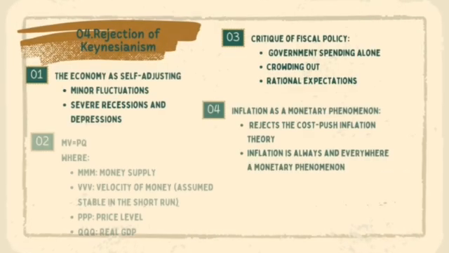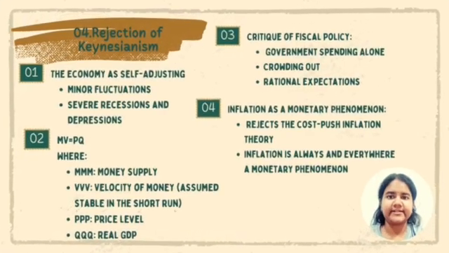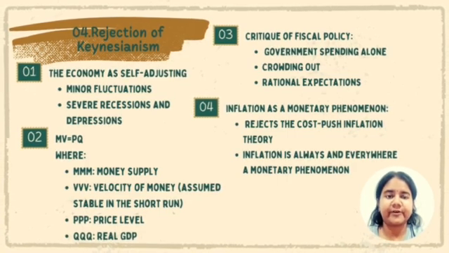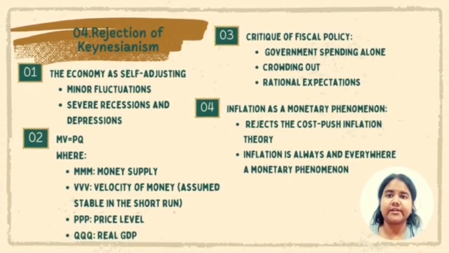The fourth major tenet is the rejection of Keynesianism. The Chicago School's rejection of Keynesianism stems from its foundational belief in the self-regulating nature of markets and its emphasis on monetary policy as the primary driver of economic outcomes. The first point is the economy as self-adjusting. The Chicago School views the economy as inherently stable, with market forces naturally moving it toward equilibrium.